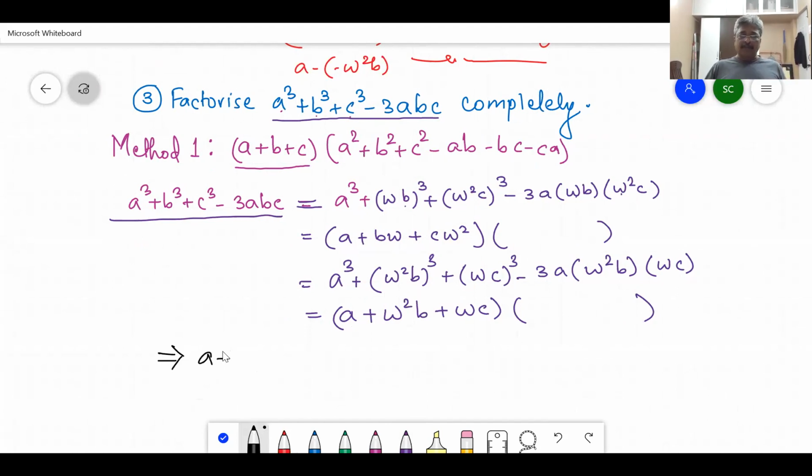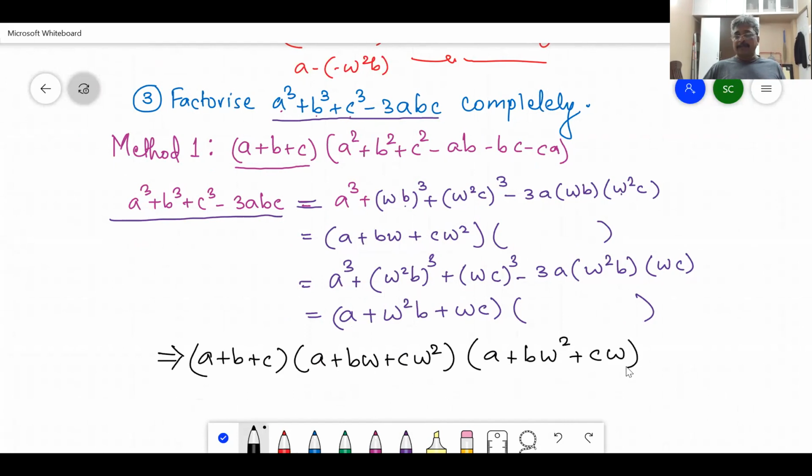But in this case, you will find that it is a plus b plus c, a plus b omega plus c omega square, into a plus b omega square plus c omega. This is a complete factorization of a cube plus b cube plus c cube minus 3abc. Questions? Do you have any question?